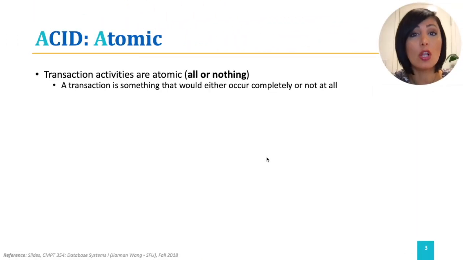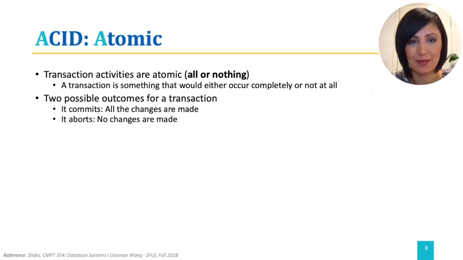Atomic is the all-or-nothing property, meaning that the transaction should either execute completely or stop completely without having any effect on the database. A transaction on a relational database management system should be atomic, executing completely or not at all. Therefore, there are only two possible outcomes for an atomic transaction. It commits, meaning all the changes in the transaction are made, or it aborts, meaning absolutely no changes are made.